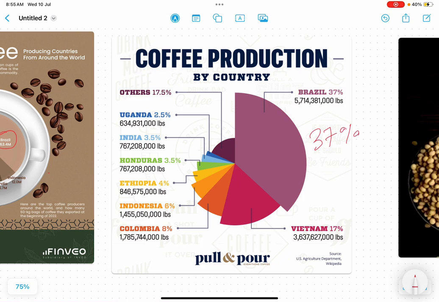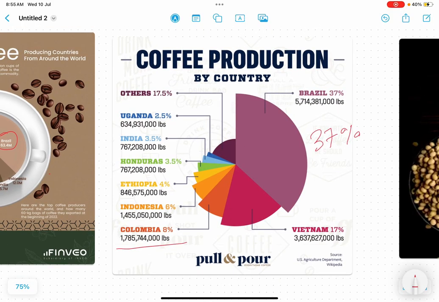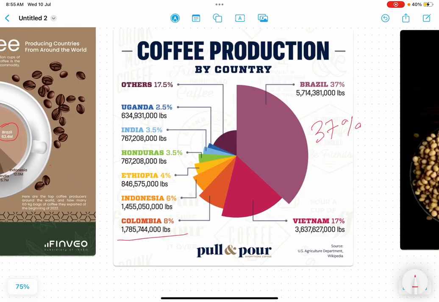37% is from Brazil. Again, you can see there are other countries as well. Colombia is 8%. Right? So Colombia is 8% and Brazil is 37%, which means that South America contributes significantly when it comes to coffee production.